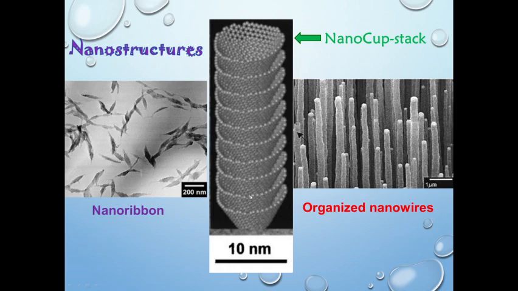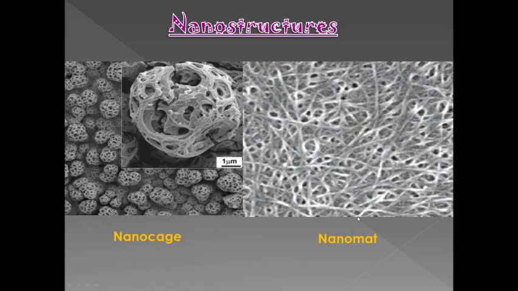They were able to make nano cups and organized nano wires. Nano wires, you can see here, these are all nano wires, all organized in a straight line. And this is a nano cage, a cage type structure. Inside there may be a lot of voids. So this is a cage like structure, and this is a mat like structure, a nano mat.